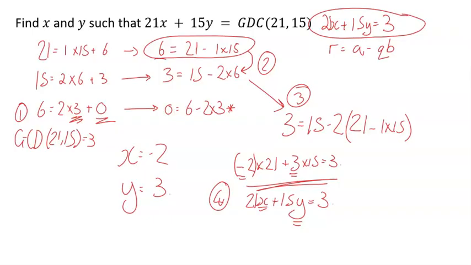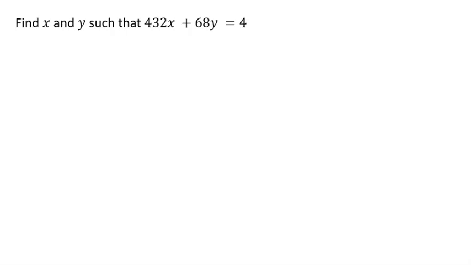Show you another example here. Let's find x and y such that 432x plus 68y equals 4. What this is telling me, from the format that we know of Bezout's theorem, is that the greatest common divisor of 432 and 68 is equal to 4, just by logic and by looking at the format that it's set up. So what I'm going to do is confirm that to begin with.